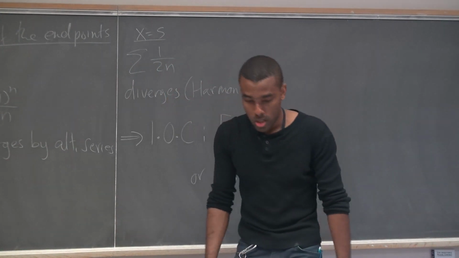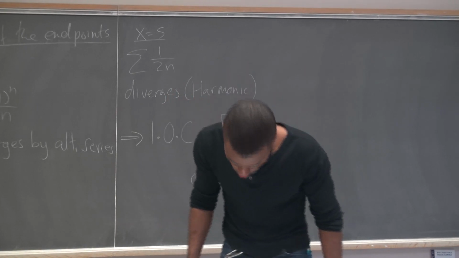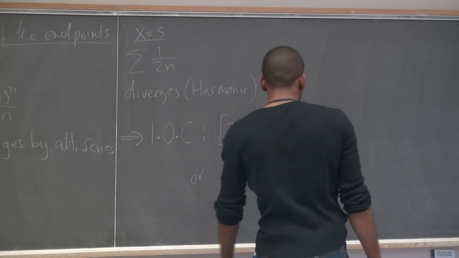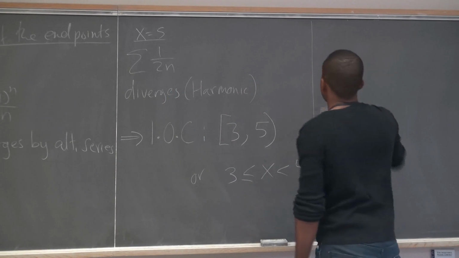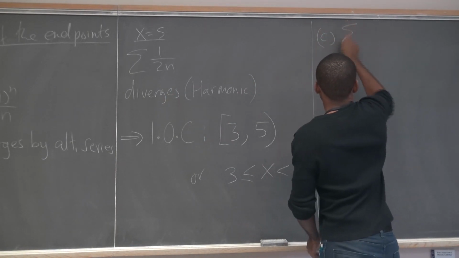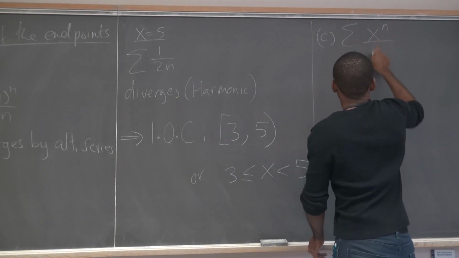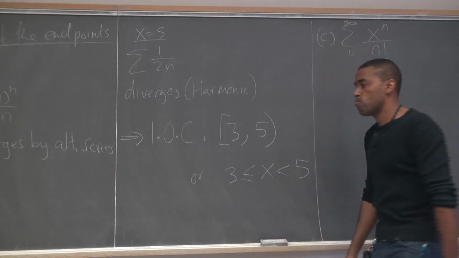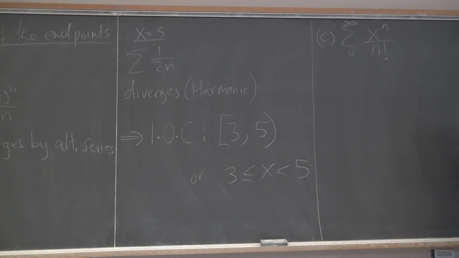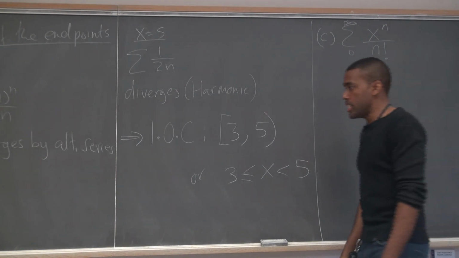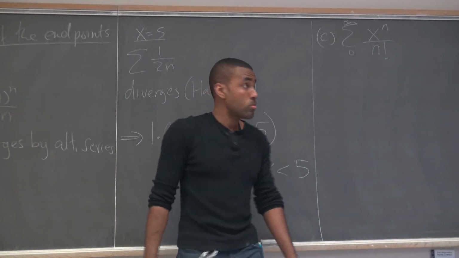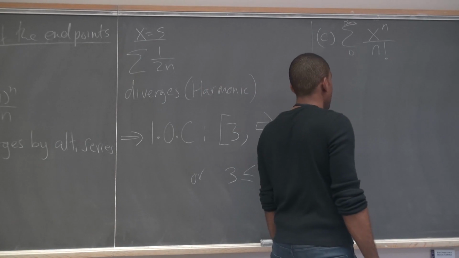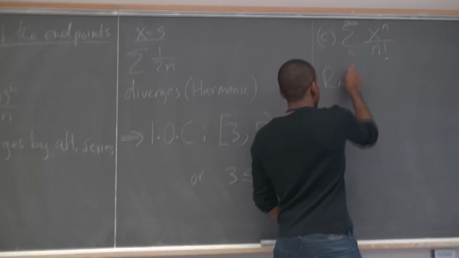Right? So what was the third one? X to the n over n factorial, from 0 to infinity. Find the radius of convergence and interval of convergence. What do we do? Ratio test, always.